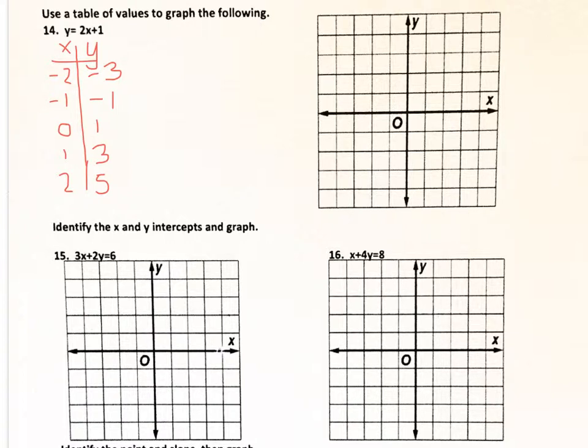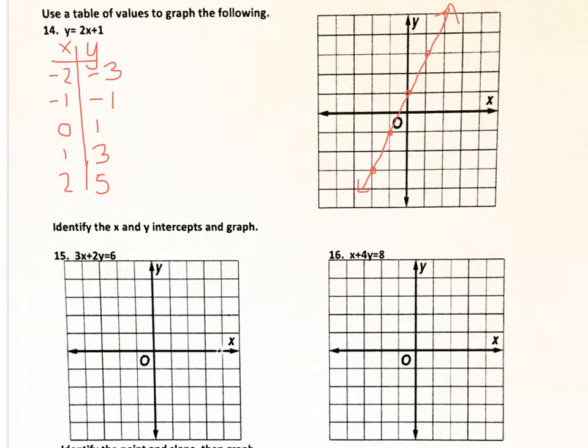Then I can go ahead and plot these ordered pairs. So I'm going to go to negative 2, negative 3. I'm going to go to negative 1, negative 1, 0, 1, 1, 3, and 2, 5. Remember, everything that we're graphing in this chapter, other than the first ones, are all lines. If it's not a line, then you did something wrong.